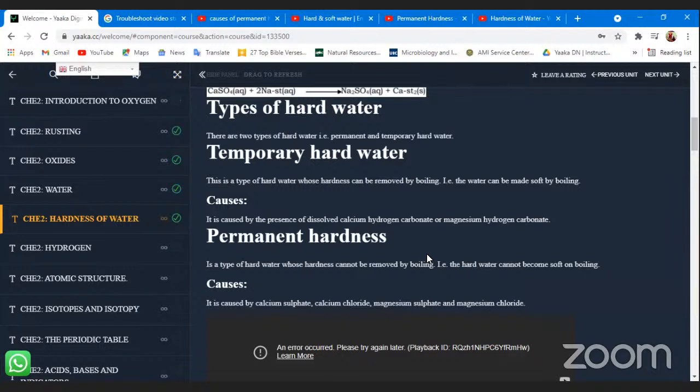Let's look at the types of hard water. There are two types of hard water: permanent and temporary hard water. Temporary hard water is a type of hard water whose hardness can be removed by boiling. The water can be made soft by boiling. This type of hard water is caused by the presence of dissolved calcium hydrogen carbonate or magnesium hydrogen carbonate. So when you boil it, it becomes soft.